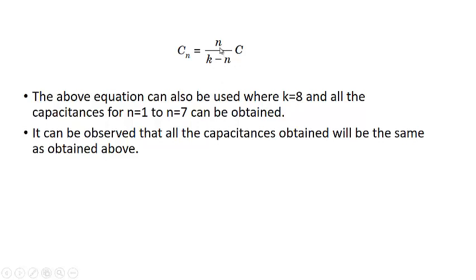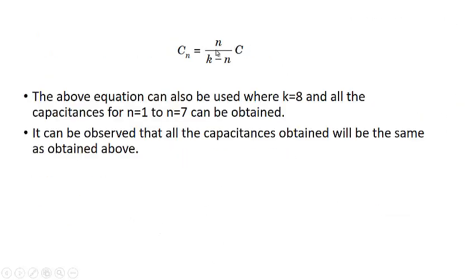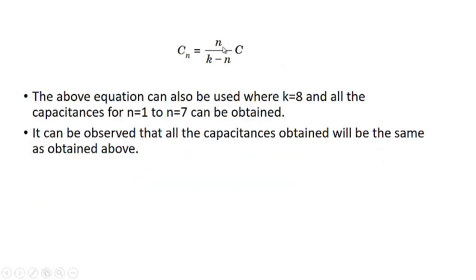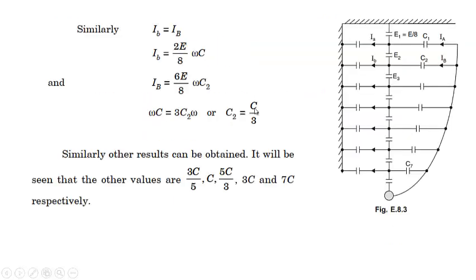You will see that when n is equal to 1, k is equal to 8, it will be equal to 1 divided by 8 minus 1, that is C by 7. You can see that we have calculated C1 is equal to C by 7. Similarly, when n is equal to 2, this will be 2 divided by 8 minus 2, that is 2 divided by 6, that is C by 3. You can see we have calculated C by 3 already. And for n is equal to 3, it will be 3 by 5 into C. That is over here, 3 by 5, that is 3C by 5. So by using this formula, you can also calculate the same.